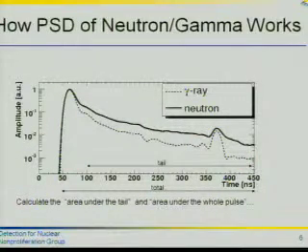Because liquid scintillation detector responds to both neutron and gamma rays, PSD is needed to tell them apart. This picture shows 1 gamma and 1 neutron pulse. We can see that the pulses can be separated because neutron pulses decay more slowly. To make use of this characteristic, we compute the area under the tail and the area under the whole pulse.